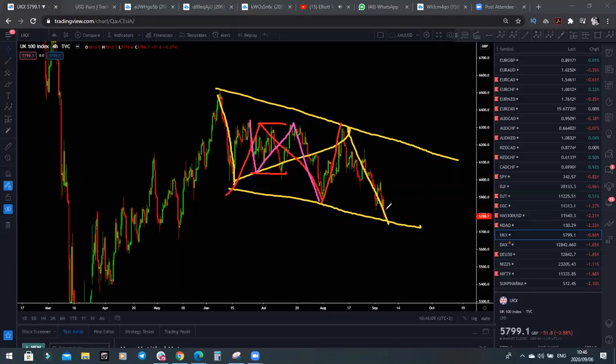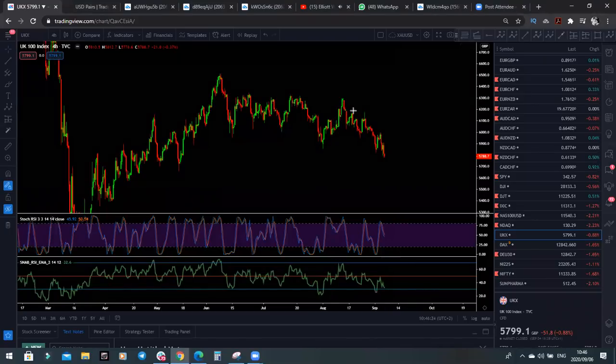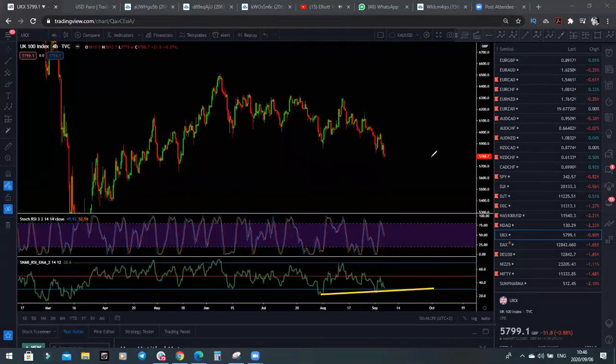Right, so we're going to get this one to push slightly into the lower boundary and start making a push to the upside. That's an A, B, C structure. Let's see how this one is going to play out. That is UK 100. We've got a bit of divergence, so with that we can get that bounce to the upside.